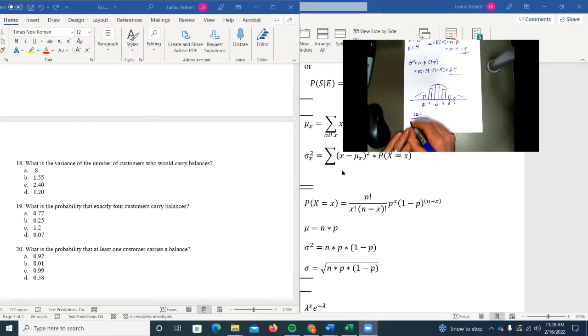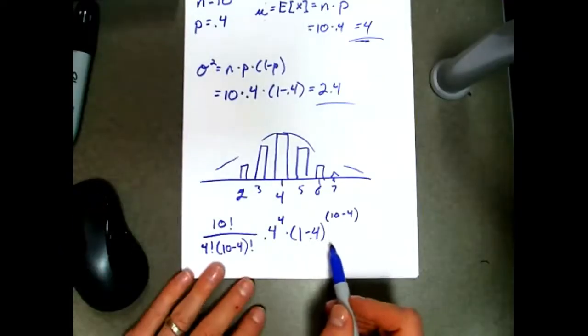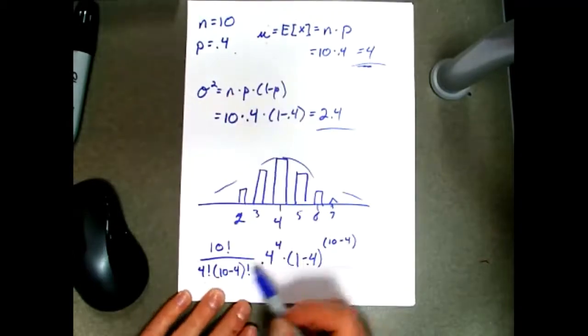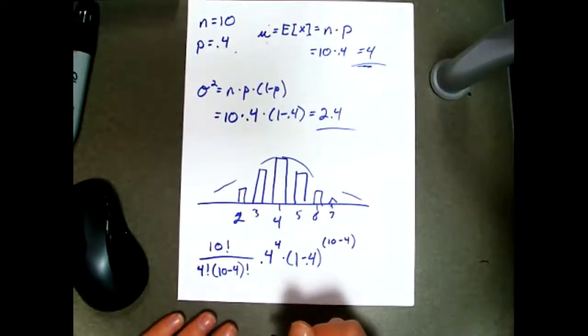So n factorial, my x was 4, n minus x factorial, probability of success was 0.4 to the x times 1 minus 0.4 to the n minus x, so 10 minus 4 there. So I just wrote out that formula, plugged in the values that we had for n, p, and then the x value we were interested in, finding the probability x is exactly equal to 4.